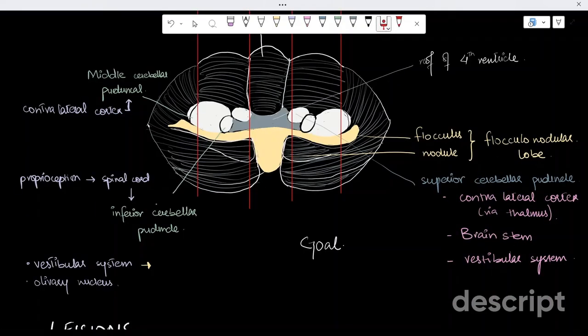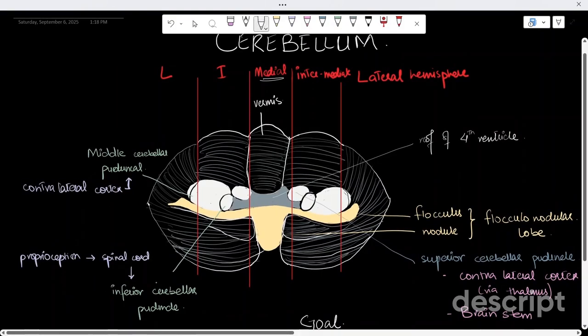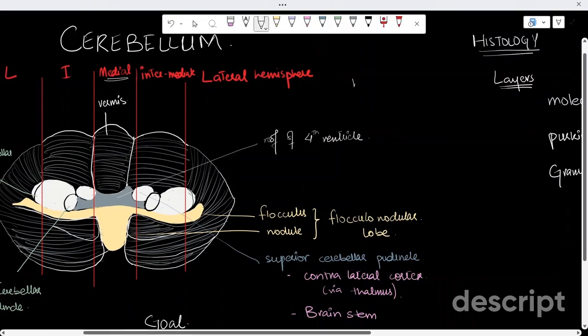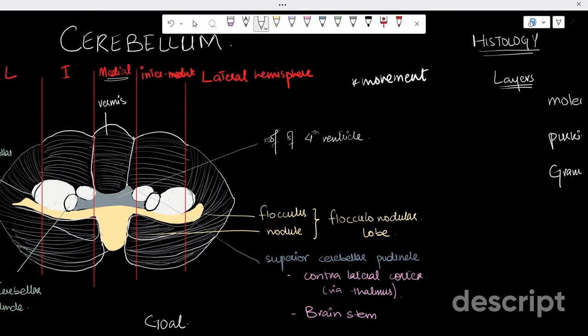Other than that, we have the cerebellar peduncles. We have the superior cerebellar peduncle, we have the middle one and an inferior one. The middle and inferior are mostly involved in afferent pathways, that means input to the cerebellum, and the superior cerebellar peduncle is involved in efferent pathways, which means output from the cerebellum. As we all know, the basic function of cerebellum is that it modulates the movement and maintains the balance and control and coordination of the body.